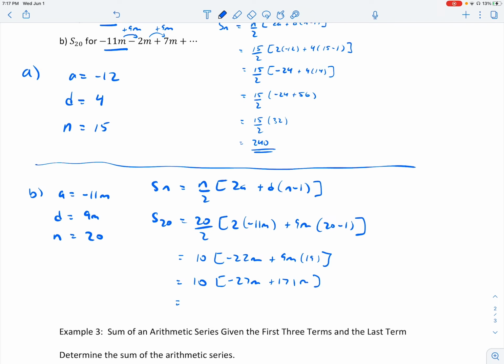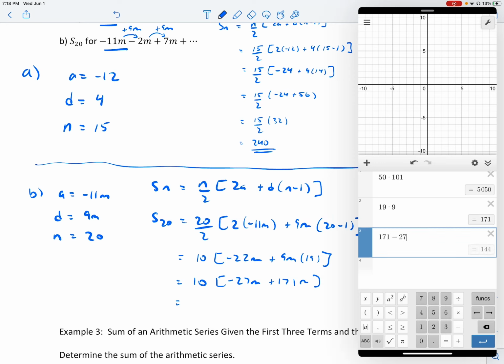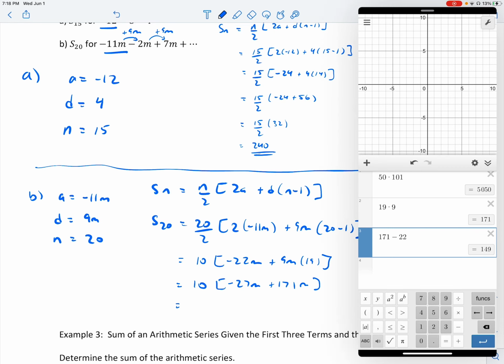So that should give us a total of, let's plug this into our calculator here. We have 171 minus 27 gives us 144. Oh, that's not 27, it's 22. Sorry, I just noticed my writing there. That should be 22. So 171 minus 22 does give us 149.